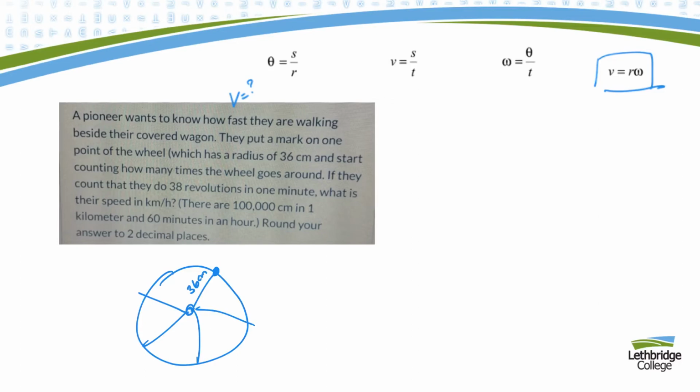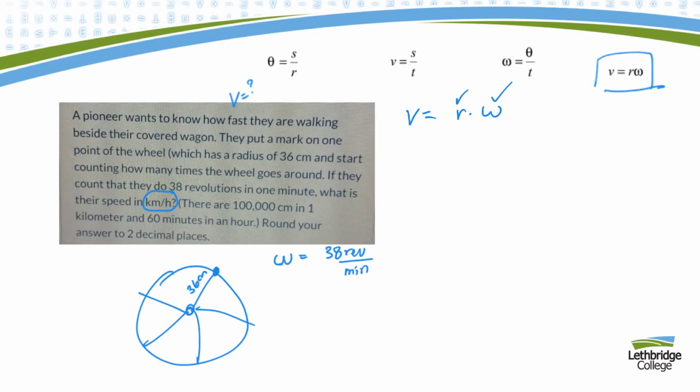If they count that they do 38 revolutions in 1 minute, so their angular speed is 38 revs per minute. What is their speed in kilometers an hour? Okay, this looks like a good one. So, looks like I am going to use that formula, r times angular velocity, because I know the radius and I know an angular velocity.